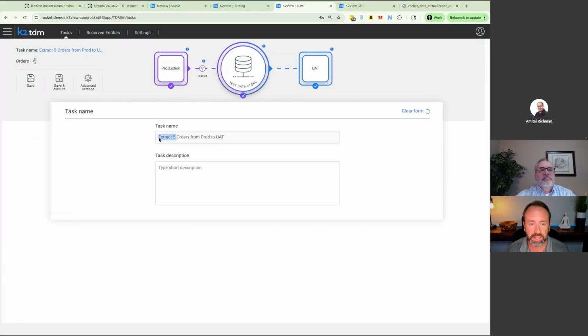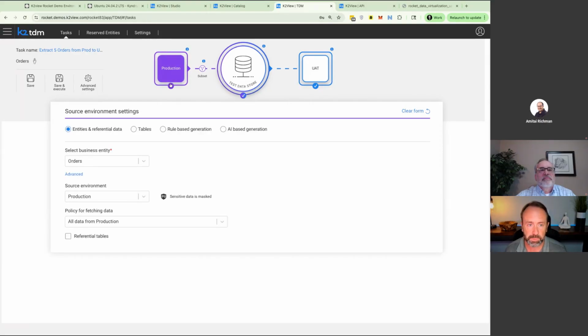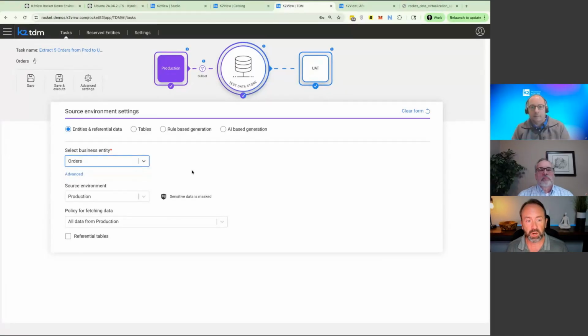And the task is really simple. In this one, it's actually extracting 5 orders from production and passing that into UAT. So this is a subset, like we said before, and I just have to fill in these boxes. Where do I take the data from? Well, in this case, I'm going to take it from production, and I'm going to automatically mask the sensitive data. This is not optional, right? I don't have any way to override this. And it's taking orders, which is not just an orders table. It's all those 3 tables that we saw in the catalog before.